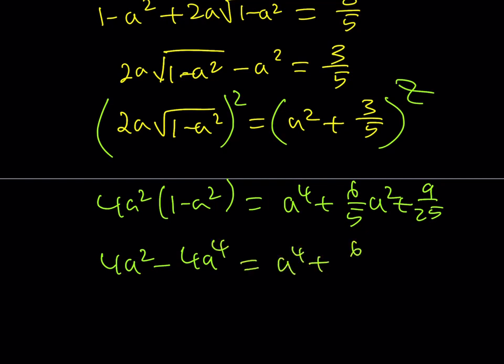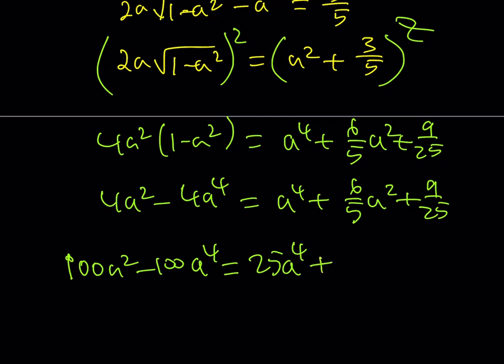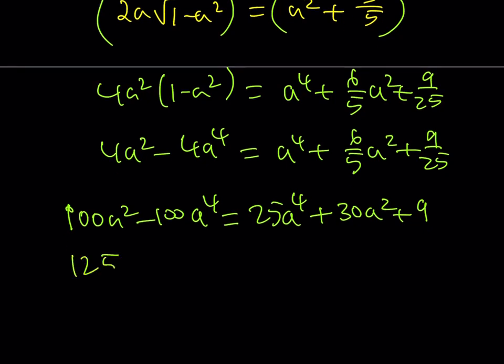And then obviously I want to clear the fractions here, so I'd like to multiply everything by 25. That gives me 100A squared minus 100A to the 4th is equal to, on the right-hand side, multiplying by 25 as well, 5 times 6, which is 30A squared, and this should be a 9. Awesome. Let's put this all together. I'll get 125A to the 4th minus 70A squared plus 9 is equal to 0.